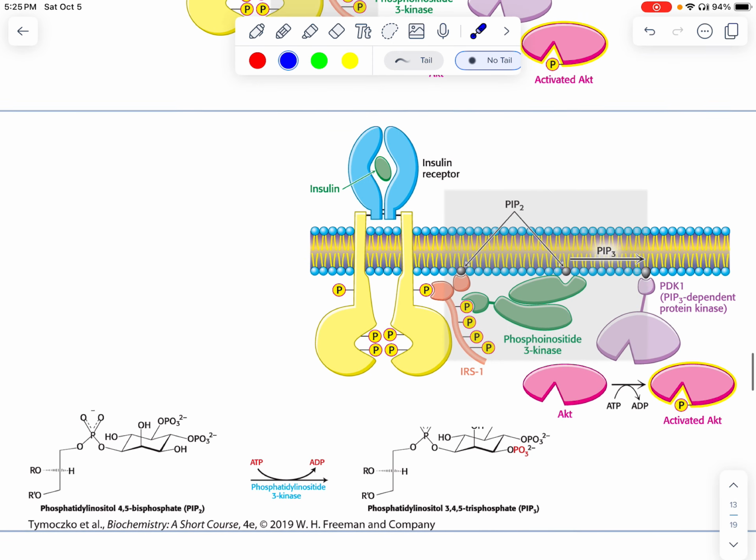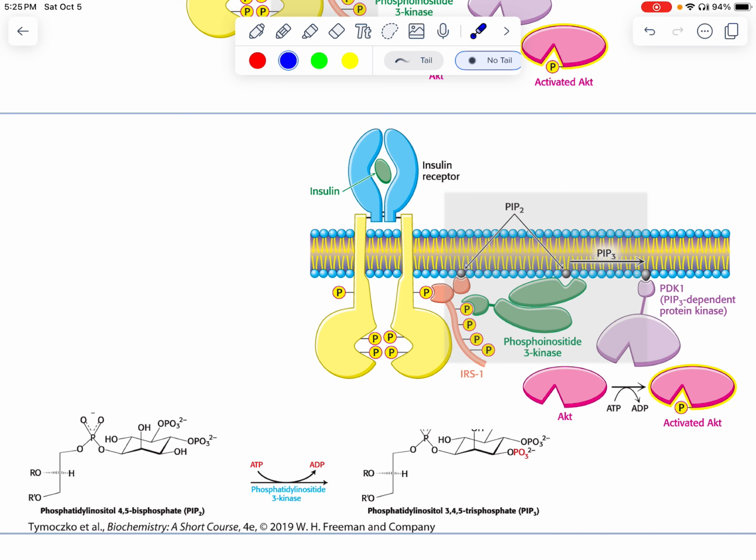Those phosphate groups add a docking site essentially right here for this phosphoinositide 3 kinase. That's a mouthful, right? But for this other protein that is a kinase, so it can phosphorylate things also. And when this thing docks, it causes a conformation change that activates this molecule, and it can phosphorylate things.